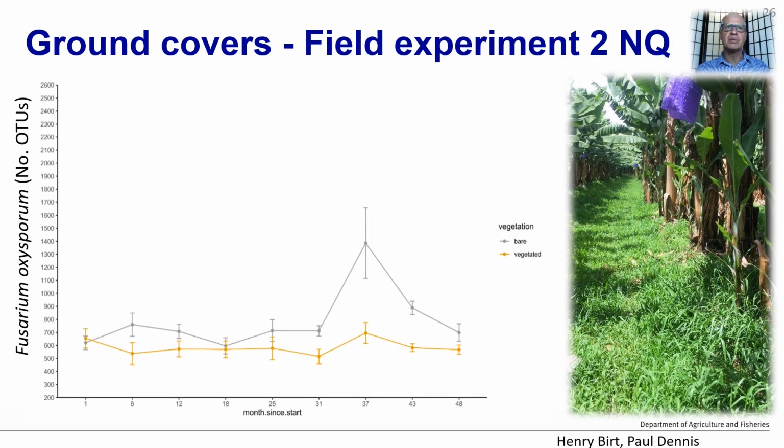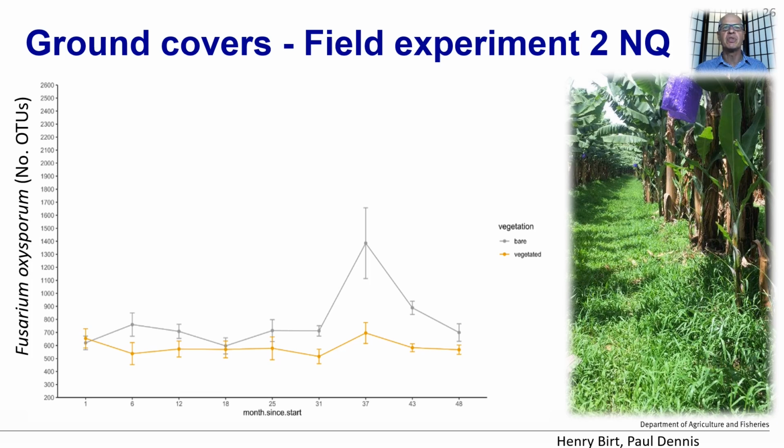Some preliminary results from a second field experiment conducted in North Queensland used Illumina next generation sequencing to track changes over a 4-year period in a field experiment. In this case, we used the number of Fusarium oxysporum OTUs as a surrogate to FOC because of the quarantine restrictions on working with Fusarium wilt in Queensland.